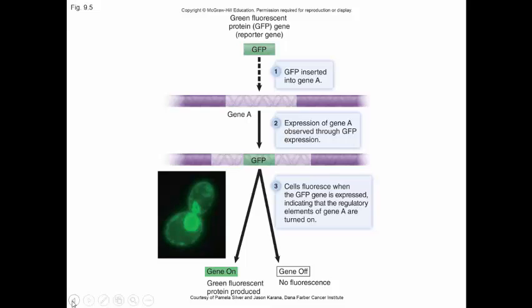Now we have other green fluorescent reporter genes found. Some of these have been extracted from jellyfish, etc. And this is where you're going to have this conformation occurring.